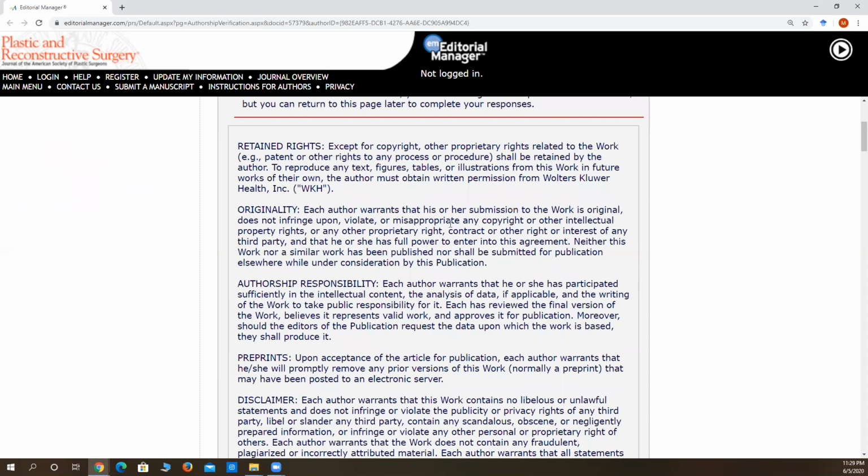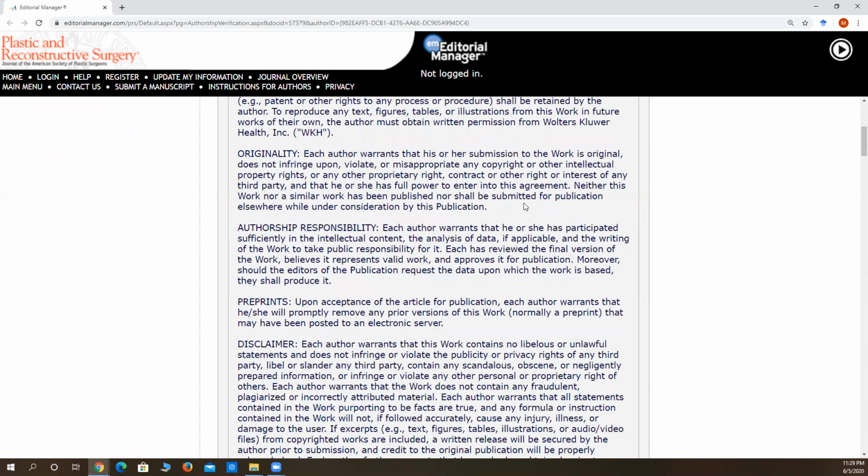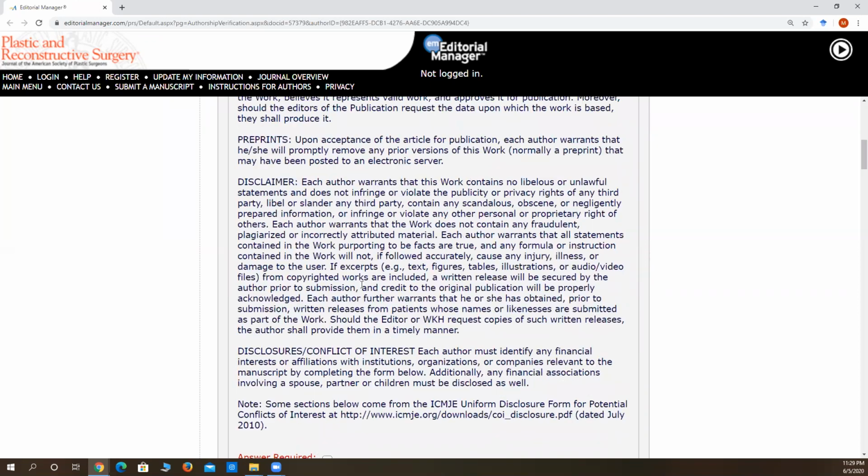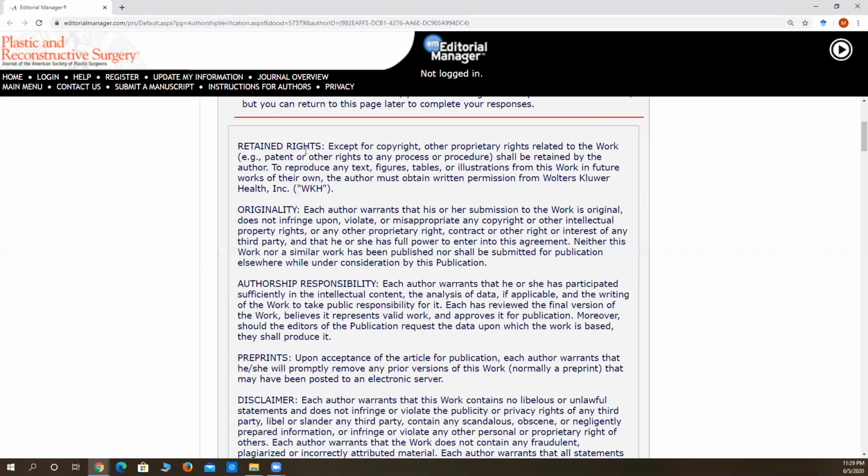The first question in this form, they ask you if you agree to these terms, and you have to click I agree. But let's go quickly over these terms. Retained rights, which means the copyright now will be transmitted to the journal. You agree that this work is original and it does not have information from other articles, so there is no plagiarism.